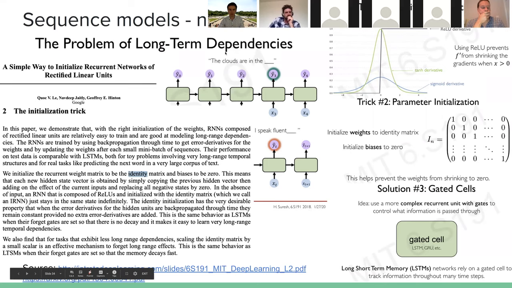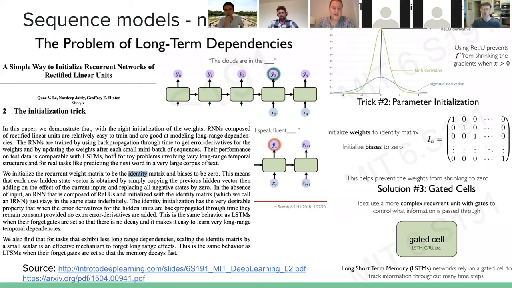I didn't fully read the paper, but I saw some discussions online and it looked to me more like hyperparameter tuning, where you make sure that you initialize your parameters properly before you even start your training. And for some tasks, a simple RNN combined with identity matrix and zero biases gave you similar results to an LSTM.